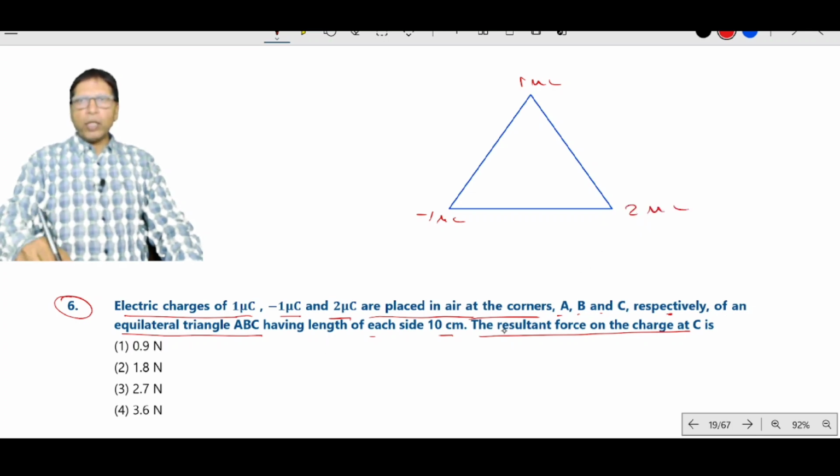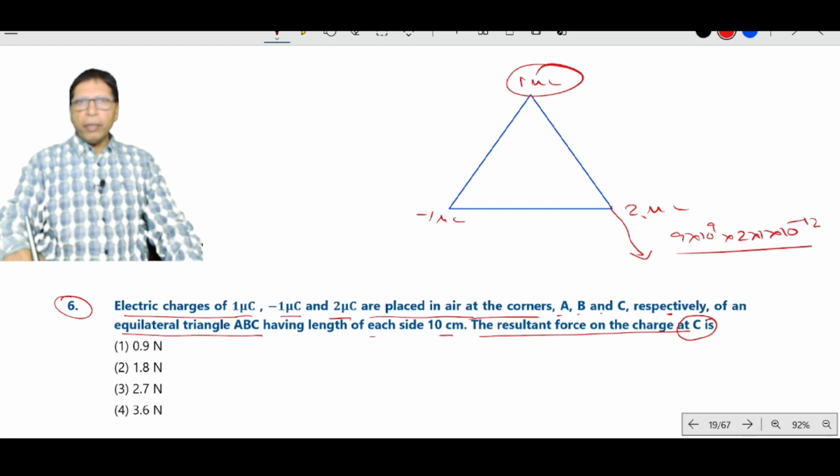Now we have to calculate the force on 2 microcoulomb. Look at this. The 2 microcoulomb is repelled by 1 microcoulomb along this direction. And this is 9 into 10 to the power 9 into 2 into 1 into 10 to the power minus 12 divided by distance of separation 0.1 whole square. So look at this, this is 1.8 Newton.